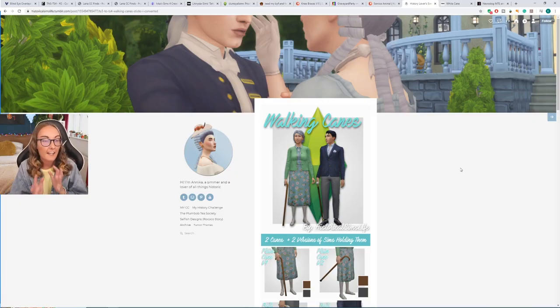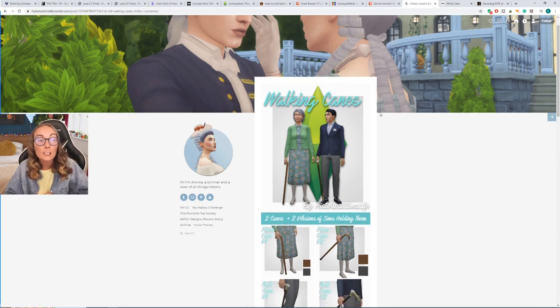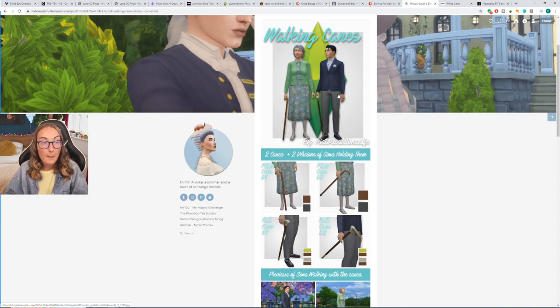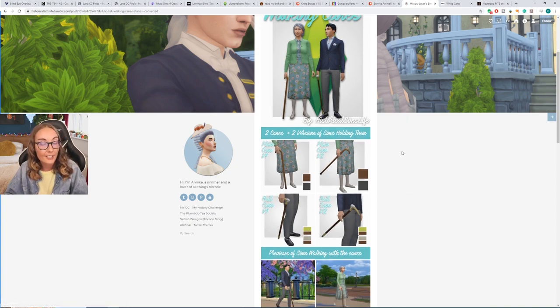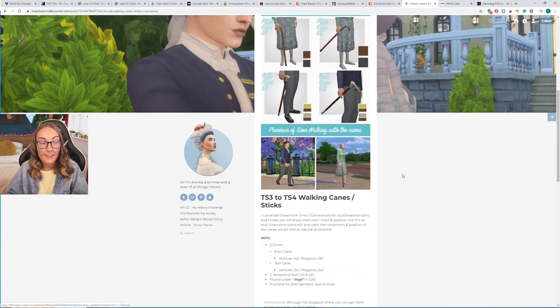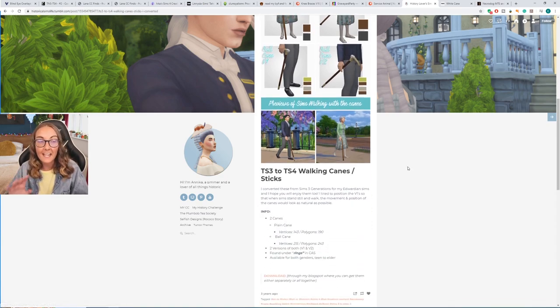This next CC is kind of a mix of both Create a Sim, but also does slightly affect gameplay because there is actually an animation for it. So this is by Historical Sims Life, and these are actually walking canes. These are the canes that came with The Sims 3, but this person has actually converted them to The Sims 4. So your Sims can now walk with a walking stick. I will say the animation can look a little bit funny at times, but let's hop into the gameplay so that you can actually see how this affects it.